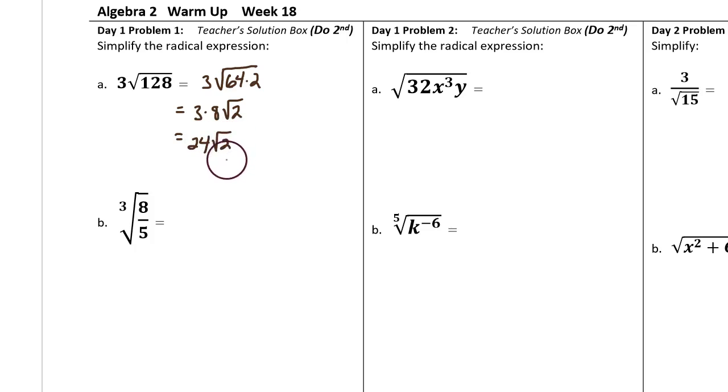For question B, we want to take the cube root of a fraction. So to take a root of a fraction, you separately take the root of the numerator and the root of the denominator. The cube root of 8 makes 2.